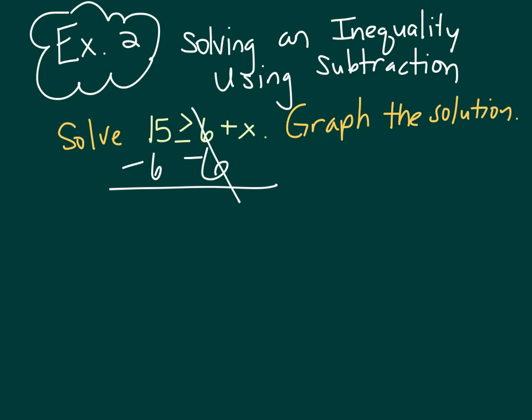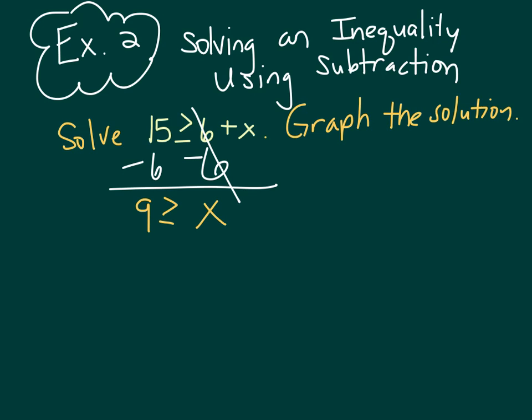And just like before, those 6's are going to cancel each other out because it was an addition and a subtraction on the same side, and that's going to leave us with just x over here. And then 15 minus 6, of course, is 9, so that hasn't changed. And then, again, instead of putting the equal sign in there, we're going to put the inequality sign, and this one was a greater than or equal to.